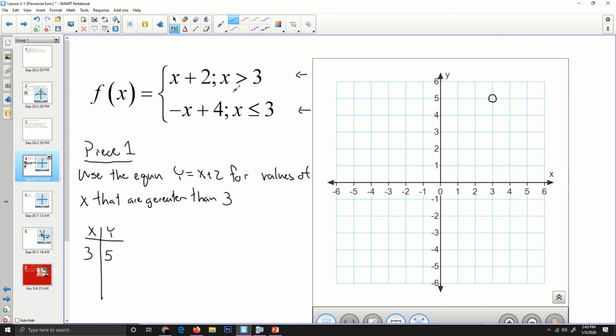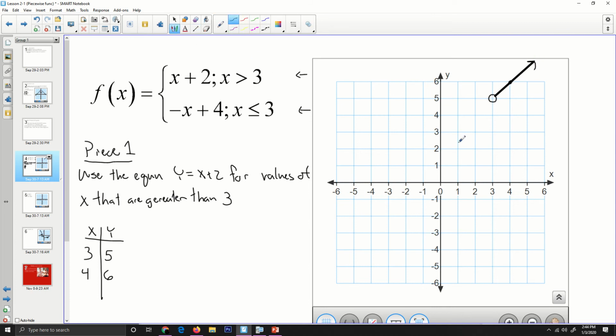And then we can plot any other point that we want that's greater than 3. So let's pick 4 just to keep it simple. And then 4 plus 2 is 6. This is a point on the graph, and it's definitely a closed point because 4 is included in this. 4 is greater than 3. And so if we were doing this one, we would just connect the dots and we would have a line that goes like this.